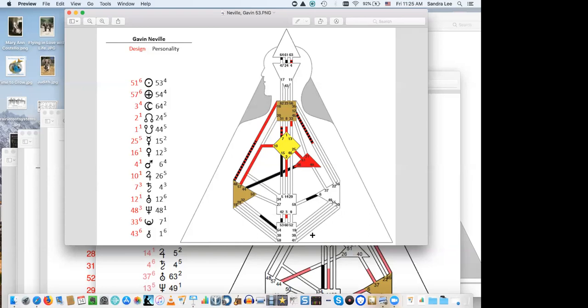Well, if you look at the chart, the gate 42 is the one right above the gate 53. You don't have the gate 42. That's the gate of finishing things. So an issue in your life might be starting things, but not necessarily always finishing them. That might be a little bit of a challenge for you, and it sounds like that's consistent with your experience. Yes, it is.